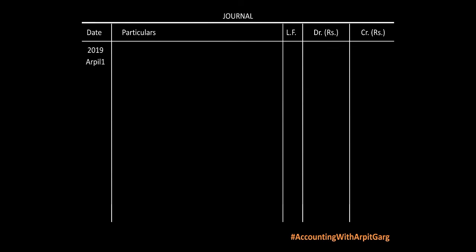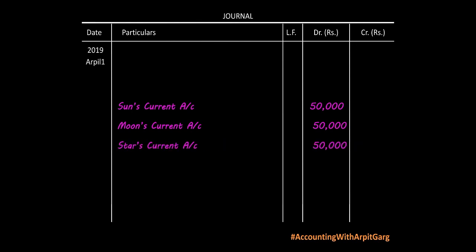Make a format of journal entry. Now make a bigger one because for everything we will pass an entry. So first thing, we distributed profit wrong. That means we distributed equally. So we will take from partners. While taking, first, Sun's current account will be debited rupees 50,000. Moon's current account debit 50,000. Star's current account debit 50,000. As we are taking, remember 1,50,000 divided by 3, 50,000 we will take from partners. And this amount will come to the firm in profit and loss adjustment account.